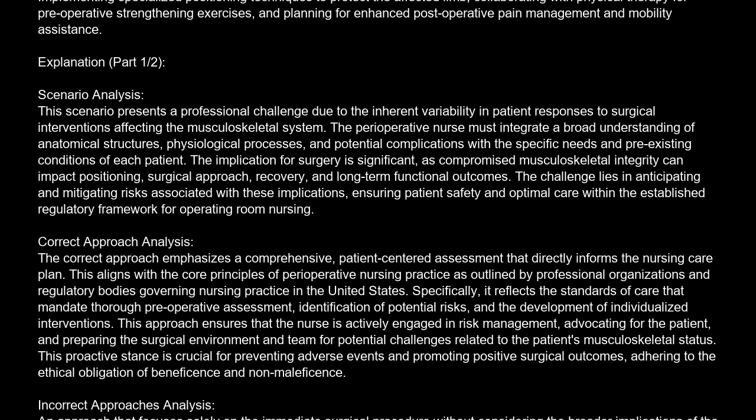Specifically, it reflects the standards of care that mandate thorough preoperative assessment, identification of potential risks, and the development of individualized interventions. This approach ensures that the nurse is actively engaged in risk management, advocating for the patient, and preparing the surgical environment and team for potential challenges related to the patient's musculoskeletal status. This proactive stance is crucial for preventing adverse events and promoting positive surgical outcomes, adhering to the ethical obligation of beneficence and non-maleficence.